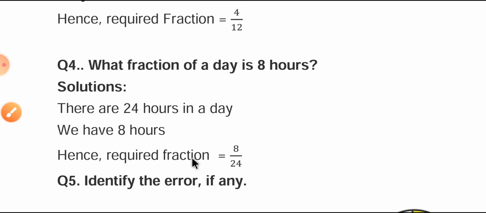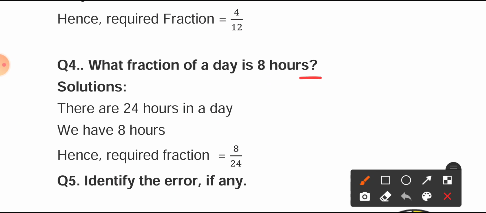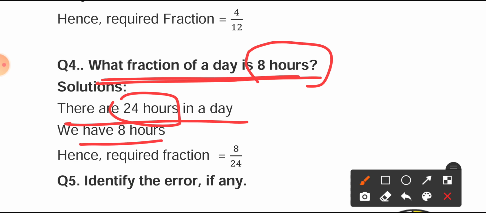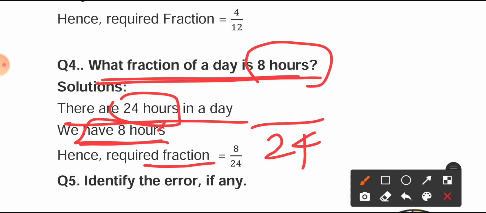Then question number 4. What fraction of a day is 8 hours? It means what will be the fraction for a complete day if we are given only 8 hours. So we know that 1 day is equal to how many hours? 24 hours. So how many hours are given? 8 hours. Hence the required fraction will be, in the denominator we'll write the total hours. Total hours are 24, and in the numerator the given number of hours in the question. And how many hours are given? 8 hours. So the fraction will be 8 upon 24.